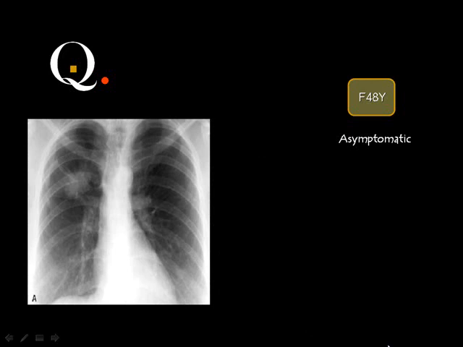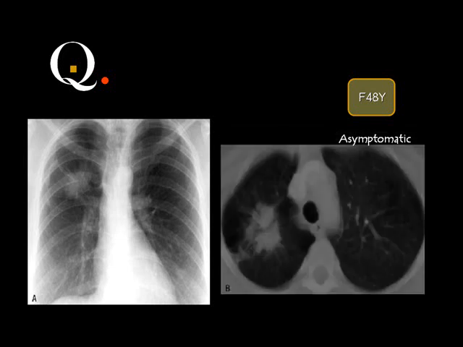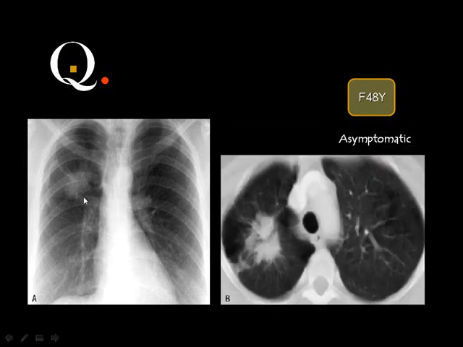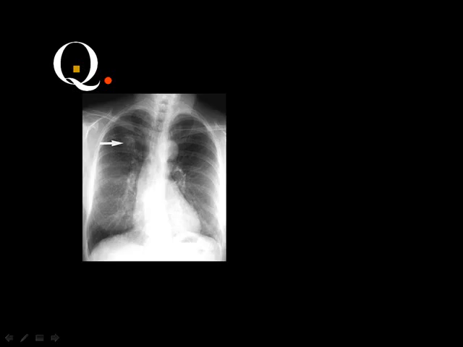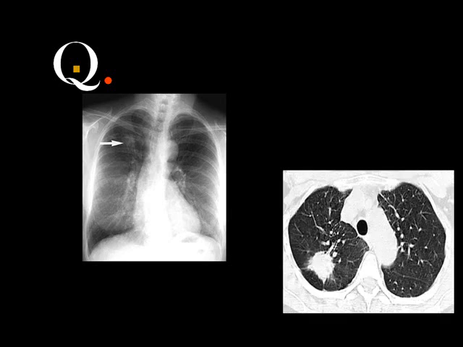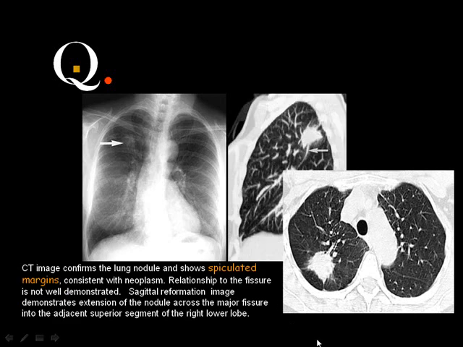Nodule mass batch cavity, mass, nodule. Diagnosis is bronchogenic carcinoma, and this is the CT scan. Confirmed the speculated margin, which is clearly seen in the plain film. This was an asymptomatic patient with a bronchogenic carcinoma. Nodule mass batch cavity, nodule. CT or you reach the diagnosis. Okay, this is a CT. Nodule mass batch bronchogenic carcinoma.